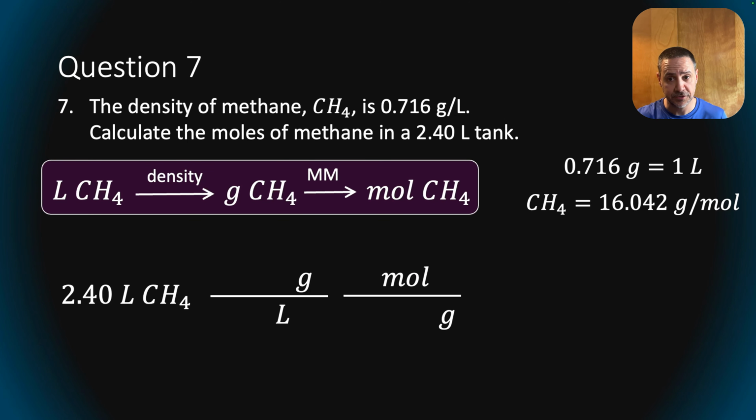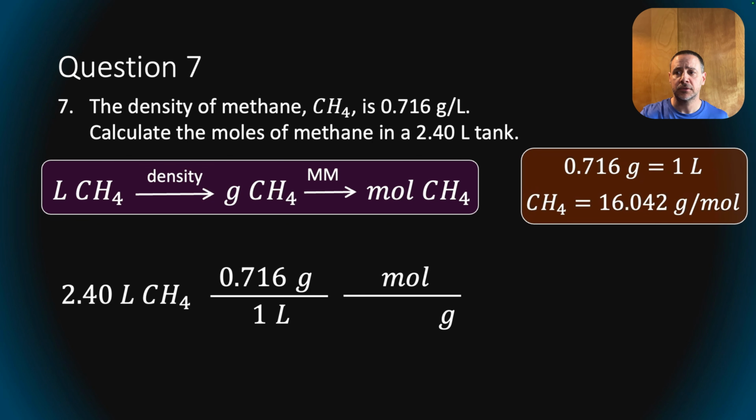Now the numbers. In the density equivalent statement, the 1 is next to the liter and 0.716 is next to the G. All I ever do in this step is match what's in those equivalent statements. The molar mass is the grams in 1 mole, 1 on the top, and that on the bottom. Now plug it in. 2.4 times 0.716 divided by 16.042, and I get that with a few guard digits.